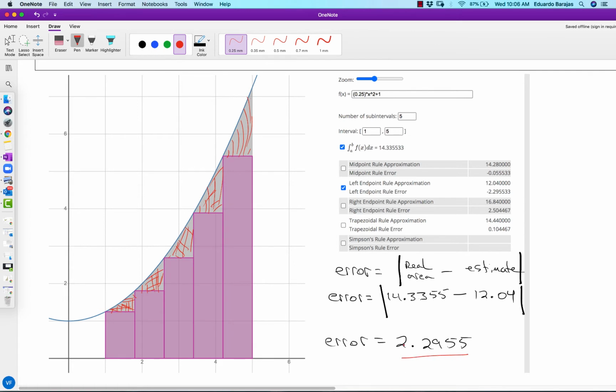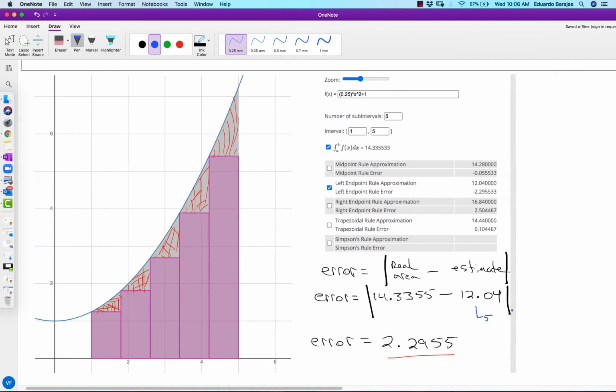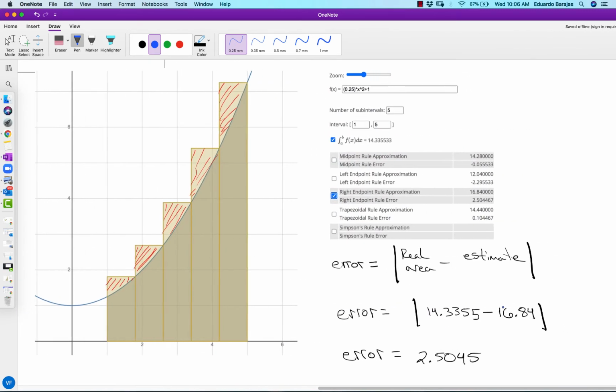But if I add up all of these red ones here, that should be this answer right there. That is the error, the difference between the real area and the estimate that you created by summing up a certain number of rectangles. In this particular instance, what we did is we found L, this is the left end rule, right? So this is L sub 5. And over here, this one was R. We used the right rule, right? R sub 5. Okay, and that's our estimate.